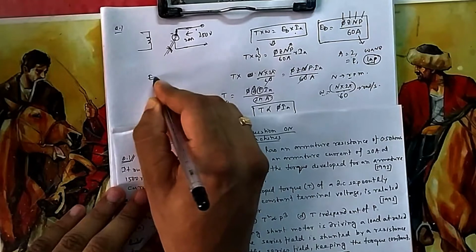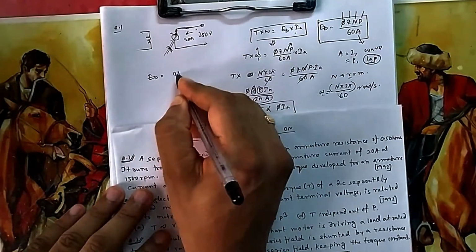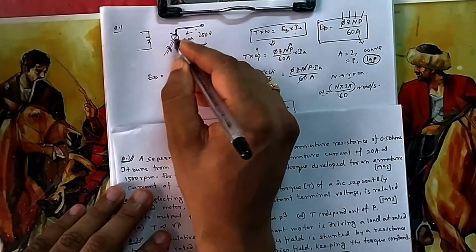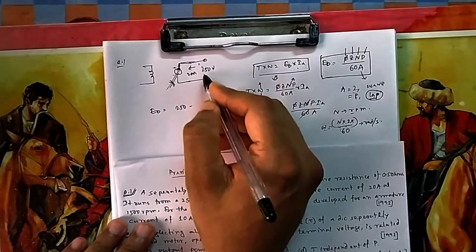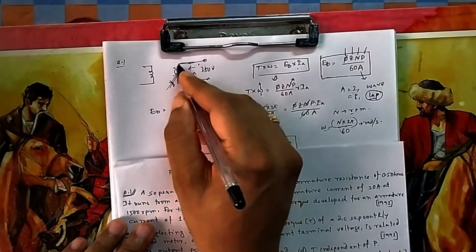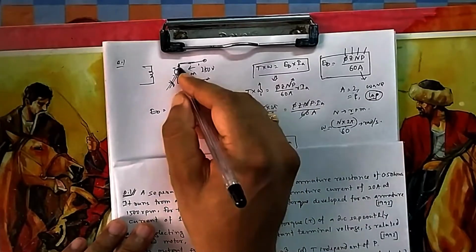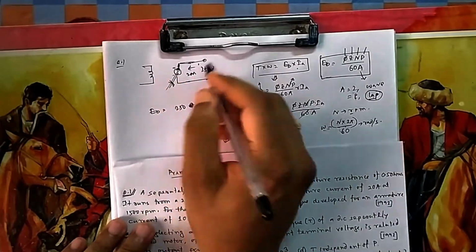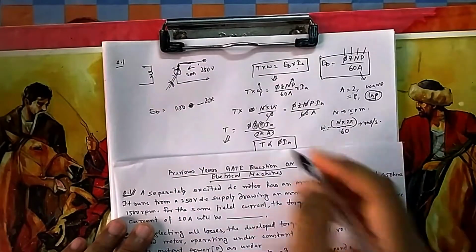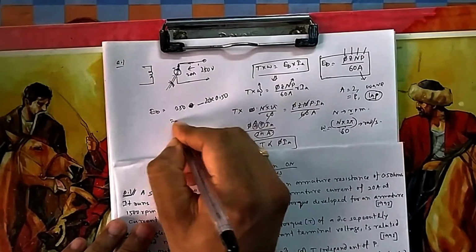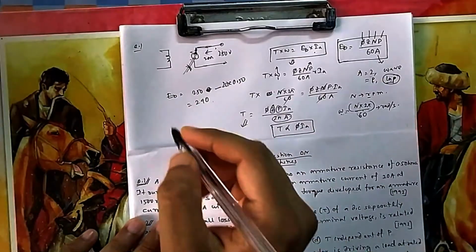So your EB is equal to, because it is a motor, whatever is supplied minus this loss. If it is a generator, then EB minus loss becomes V. And if it is a motor, then V minus this drop, because you are supplying from this side. So these losses come from the armature resistance, which is 0.5. So it is 240. So what is your torque at that condition?